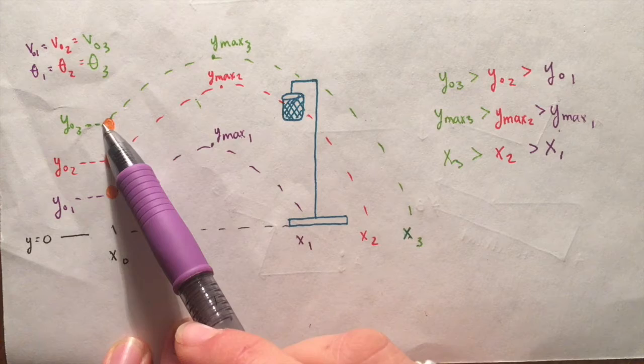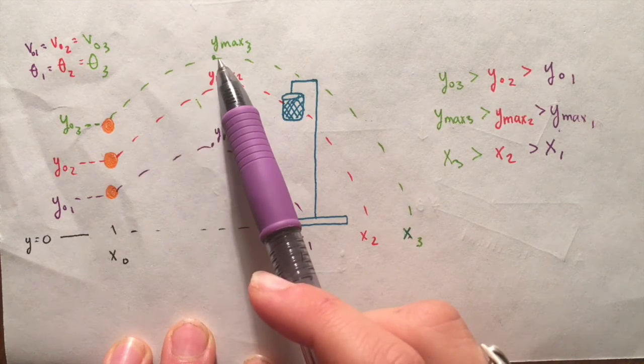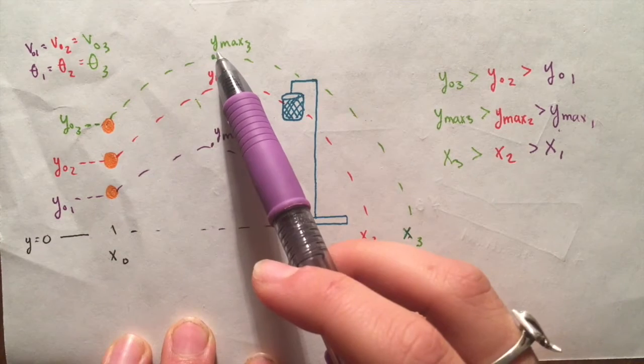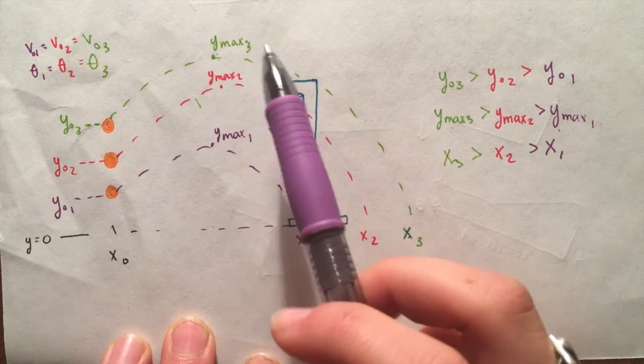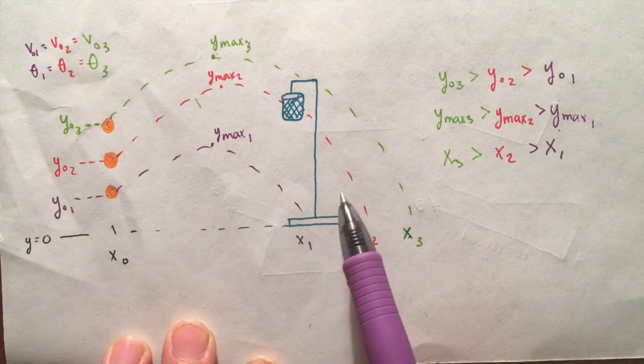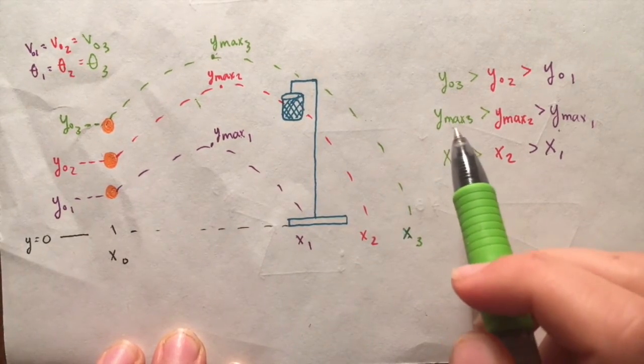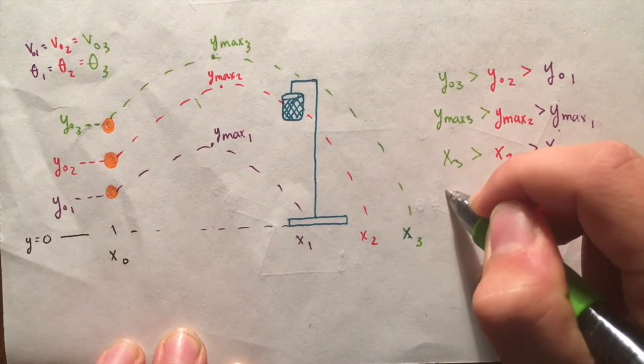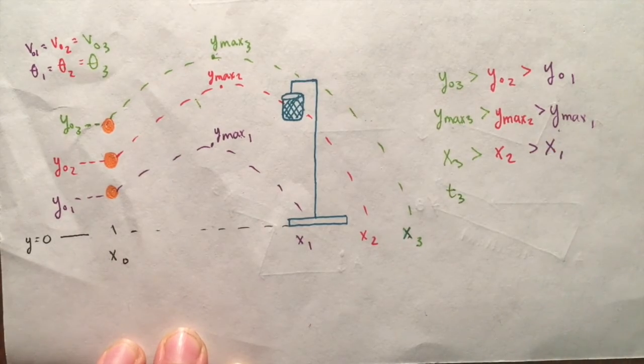Okay, how does the initial starting height affect the time spent in the air? The higher the ball starts, the greater its maximum height is going to be above the ground, and it is going to have more time in the air because it has to fall farther to get back down to the ground. The ball with the highest starting height also spends the greatest amount of time in the air.